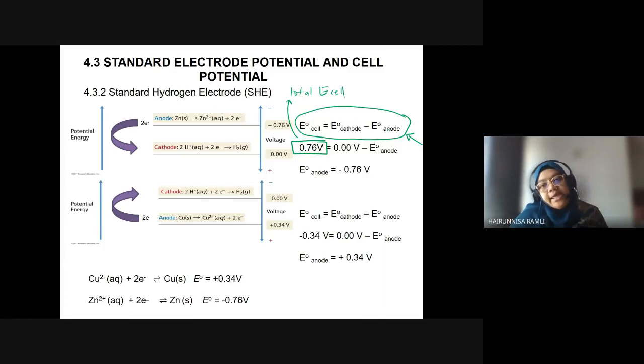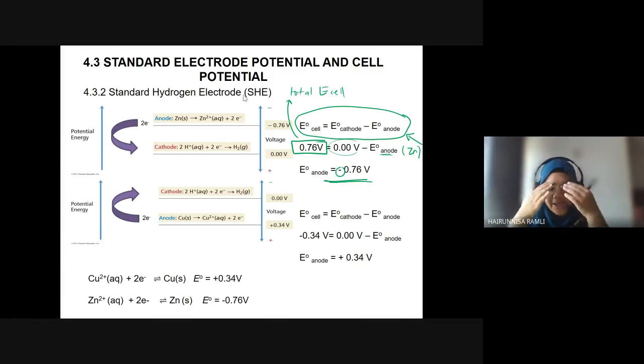Dia sebenarnya adalah E cathode tolak E anode formula dia. So cathode you now kita tahu dia adalah 0 volt tolak dengan E anode you. E anode you yang you nak cari which is zinc tadi kan. So bila kat sini 0.76 dia positif, tolak-tolak kat sini, that's why E anode you akan dapat negative value sebenarnya.